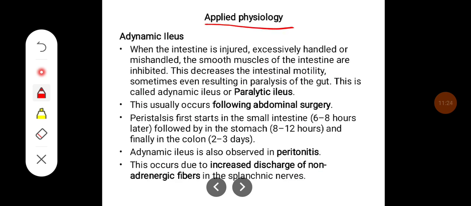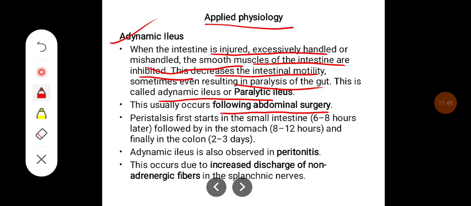Coming to the applied aspects, adynamic ileus. When the intestine is injured, excessively handled or mishandled, the smooth muscles of the intestine are inhibited. And this decreases the intestinal motility, sometimes even resulting in paralysis of the gut. So this is called adynamic ileus or paralytic ileus. This occurs following abdominal surgery.